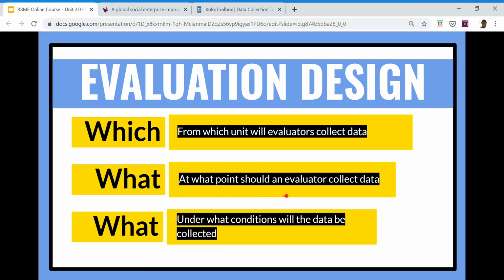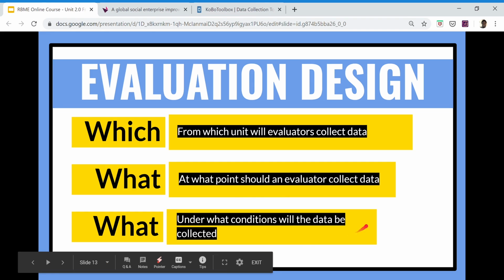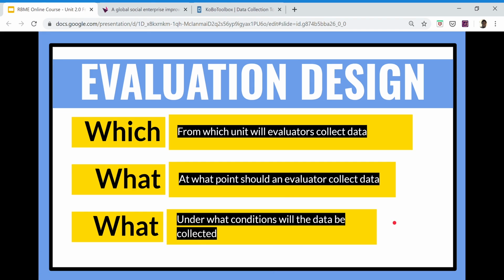Because all this speaks to the kind of design you are actually designing for the evaluation. Then you need to think about under which conditions the data will be collected. So are you going to have a control group, or you're just going to focus on the treatment group? So all this leads to the three types of designs.